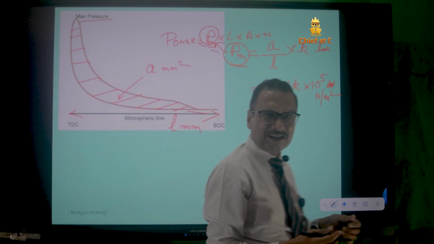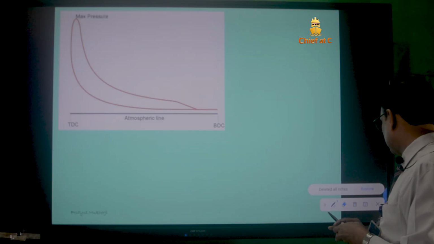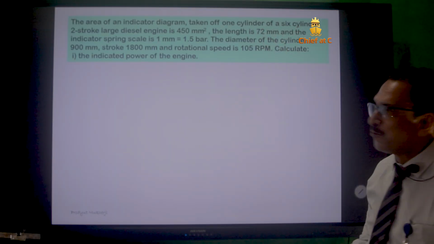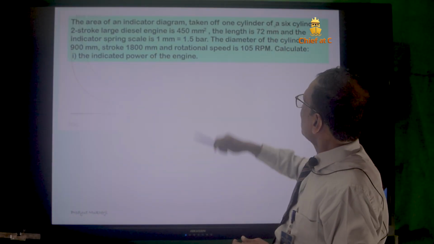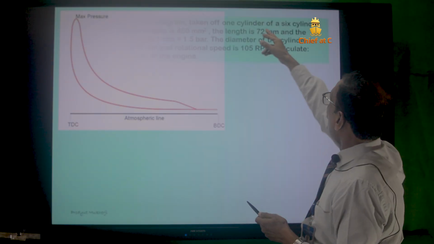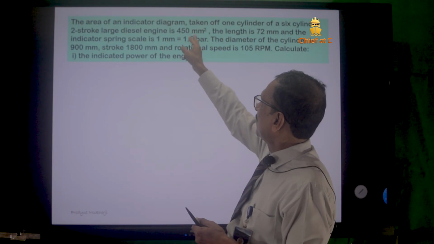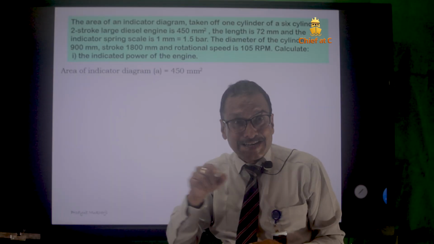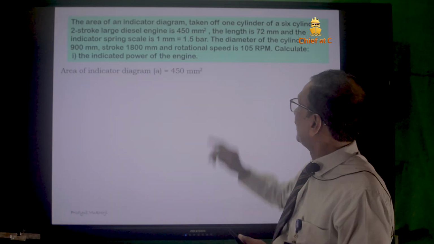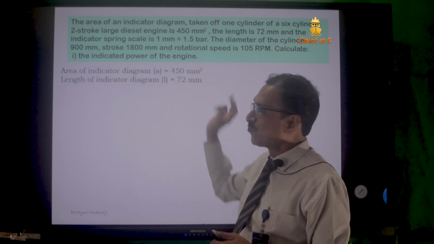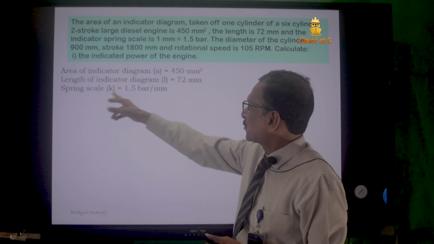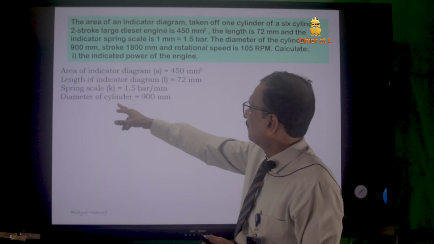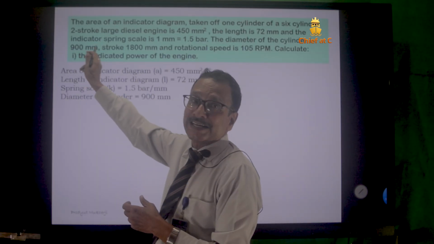So let us now try a simple numerical so that it is all clear. The area of an indicated diagram taken off one cylinder of a 6-cylinder 2-stroke large diesel engine is 450 millimeter square. That means the area of the indicated diagram is 450 millimeter square and the length of the diagram is 72 millimeter. Spring scale is 1.5 bar per millimeter. And next, the diameter of the cylinder is given as 900 millimeter.